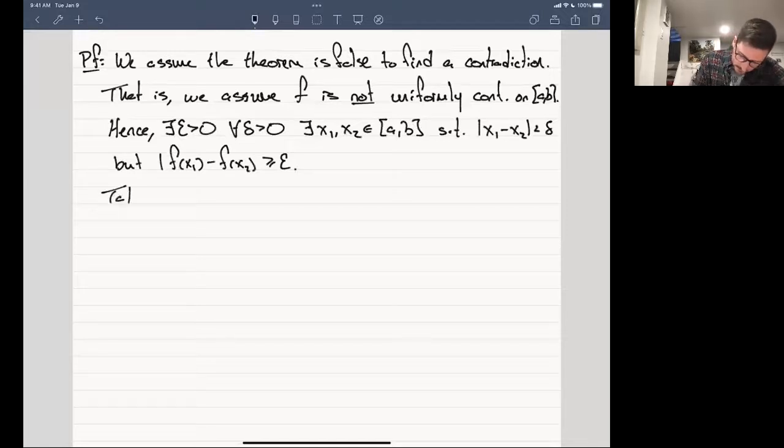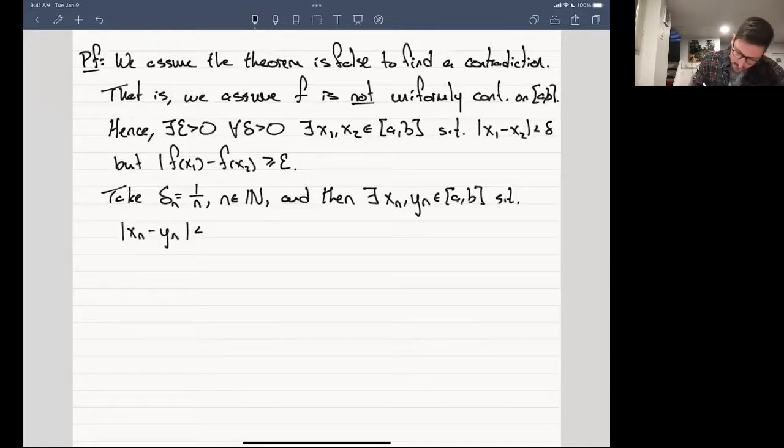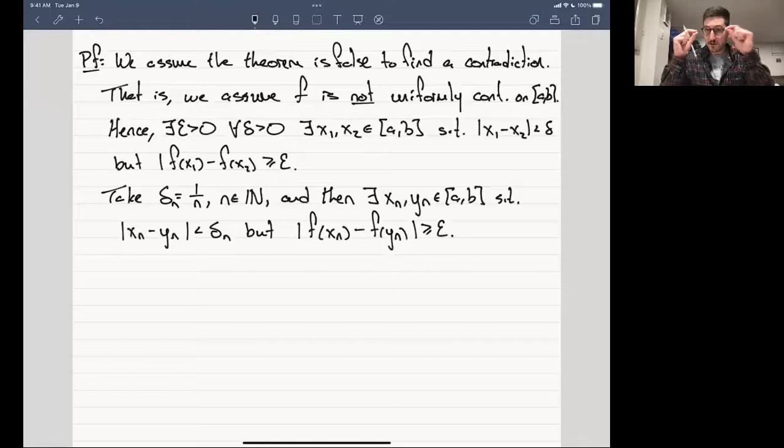So let's take delta equal to 1 over n for each natural number. And then by our assumption, by the fact that this is not uniformly continuous, you can find xn and yn in the closed interval, such that xn and yn are within a distance of 1 over n of each other, but by assumption, their images are at least a distance of epsilon apart. So that means you can get a sequence of successively closer and closer elements such that their images are always far apart. And this far is measured by epsilon. So it could be super small, but nonetheless, it's still far apart.